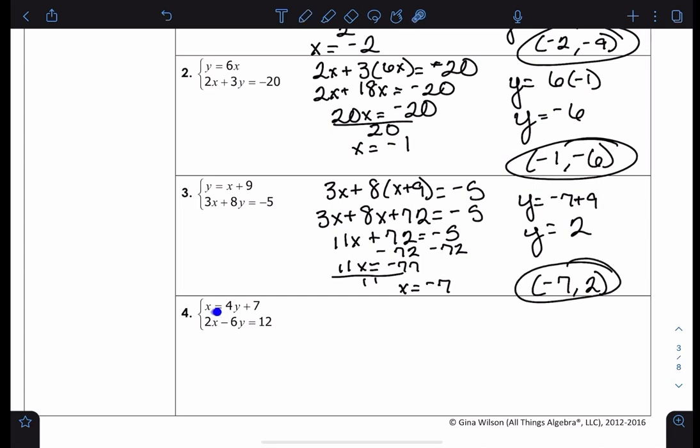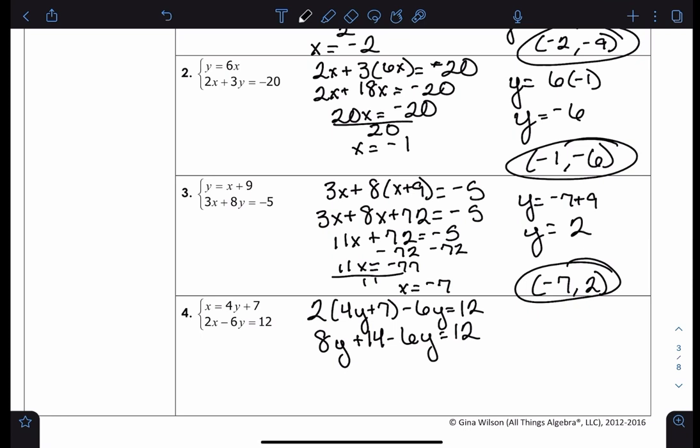So we have the equation x equals 4y plus 7 and then 2x minus 6y equals 12. We're going to do the same thing as previous problems, and since x is in a simple form, we're going to plug in 4y plus 7 into the second equation in place of the variable x. So we are now going to write out 2 times 4y plus 7 minus 6y equals 12. Multiplying everything out, we get 8y plus 14 minus 6y equals 12. Combining like terms will leave us with 2y plus 14 equals 12.